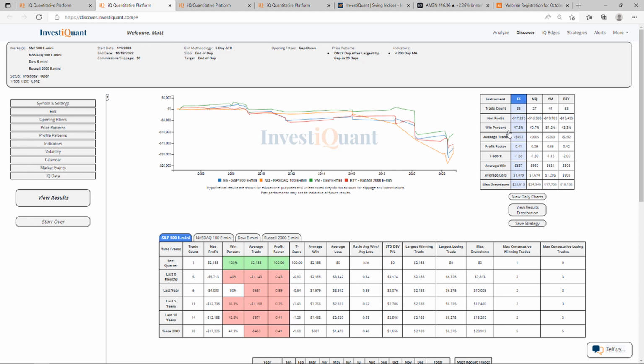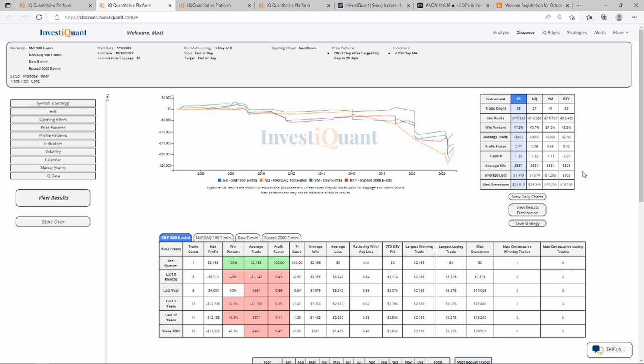Win rates on these are coming in a little light. S&P coming in at 47% of these have closed above the opening print for the day. The NASDAQ 41%, the Dow 51%, the Russell 43%. If we look at the average moves, the average loss is larger than the average win in the S&P, and that is also the case for the other instruments as well. So NASDAQ, Dow, and Russell all have larger average losses compared to their average wins.